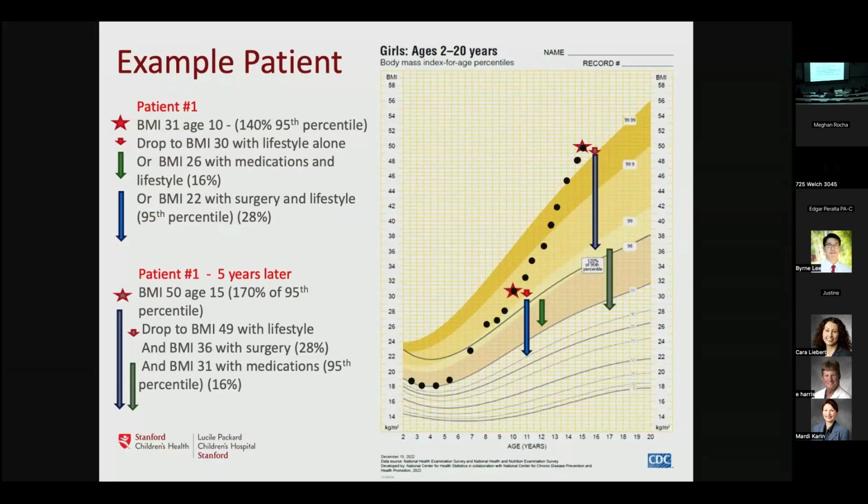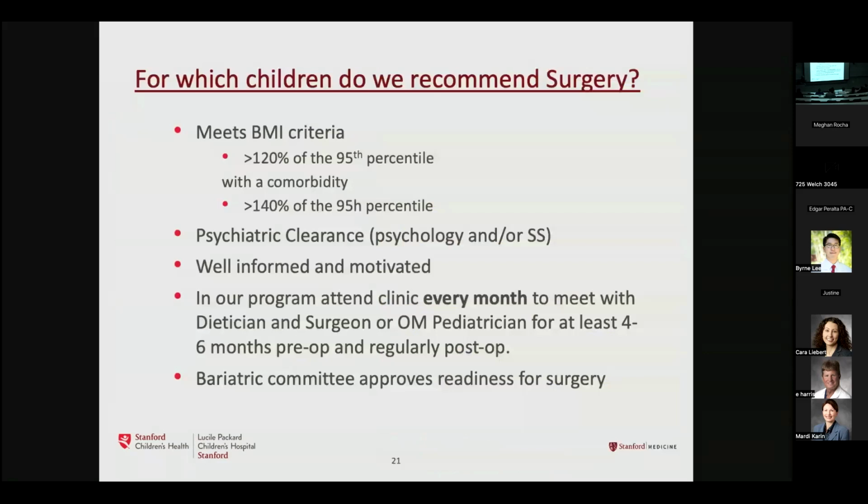So for which children do we recommend surgery? Any child whose BMI meets criteria. They need to have psychological clearance by our psychologists. They need to be well-informed and motivated, and they need to be in our program every month. We meet for 4 to 6 months before surgery. And then they have to go before a bariatric committee to approve readiness for surgery.